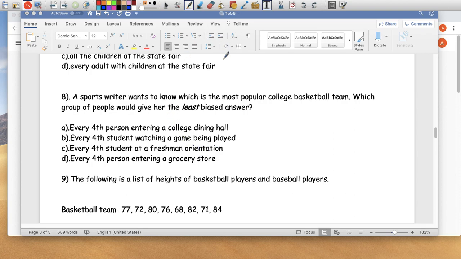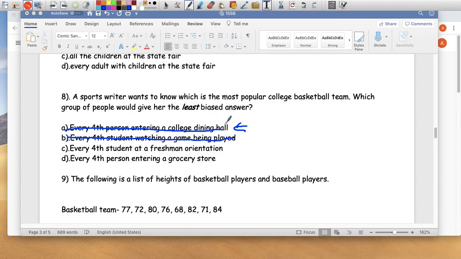Well, a sports writer wants to know which is the most popular college team. So obviously, if you go to a college dining hall, let's say St. John's, and you ask every person there, they're going to say St. John's. So that's not going to work. Every fourth student watching a game being played. First of all, if you're watching a game, you're already biased, right? Because you already have a preference. So you want to be unbiased, right?